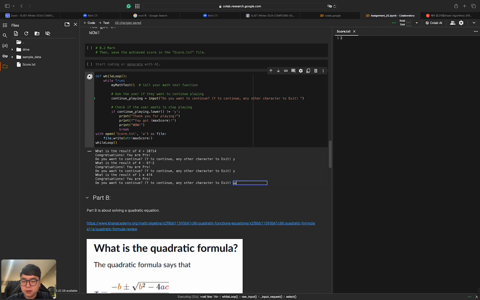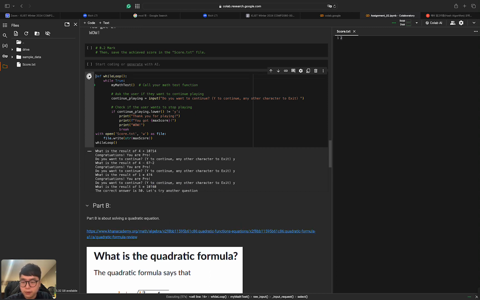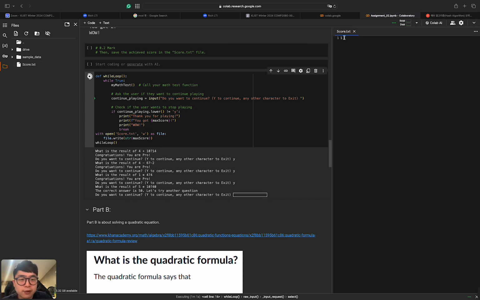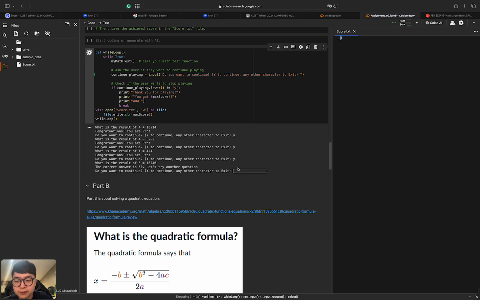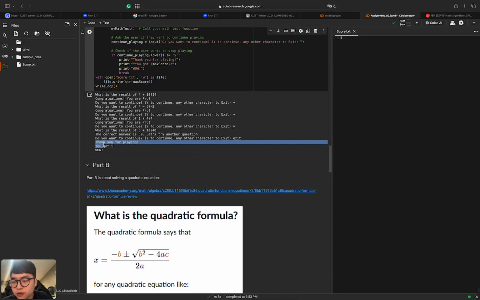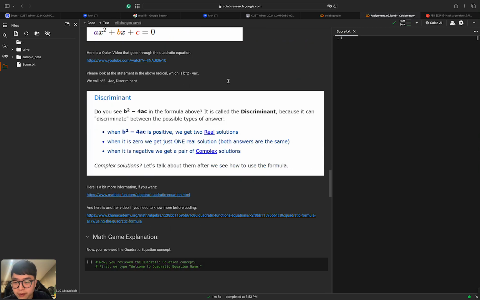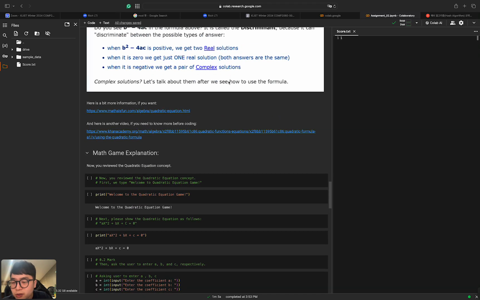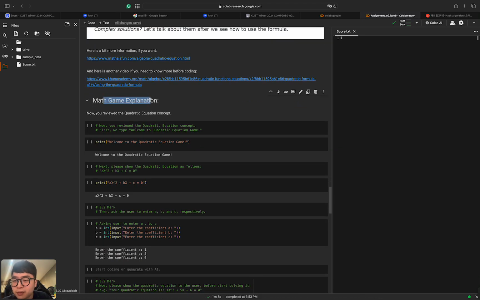And let's continue. If I put the wrong answer, 40, it should be deducted by 1 to here, right? Here's a 1, and let's exit, and you got 1, and the score is 1, so it is working perfectly. So the next part of the assignment is the math game.